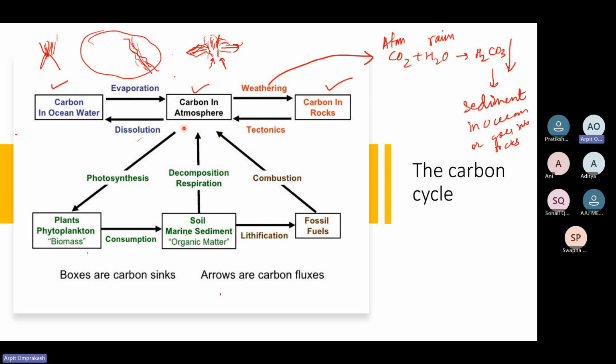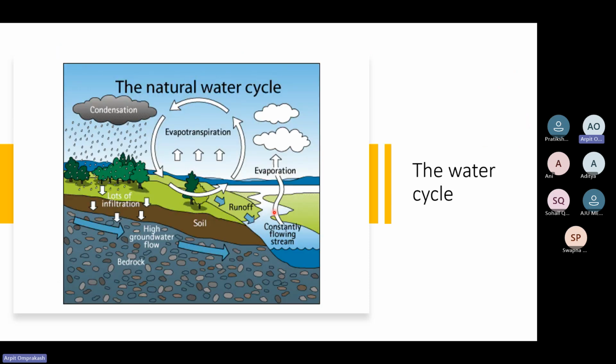Photosynthesis converts atmospheric carbon into biotic carbon, which is then consumed by other animals and moves through the trophic layers. Then basically, lithification is when these things get buried deep down under the earth and are converted into fossil fuels. Then combustion, decomposition, and respiration are processes that again lead to carbon dioxide production.